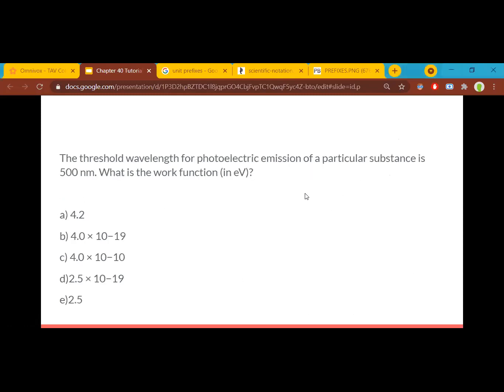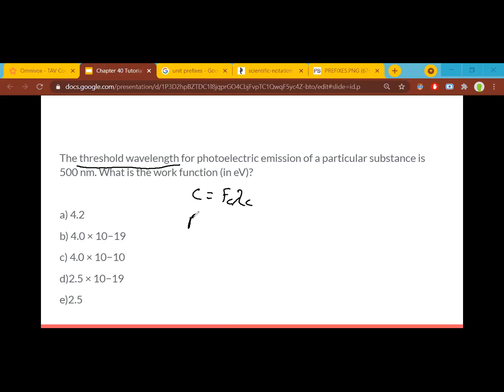Okay. The threshold wavelength for the electron emission of a particular substance is 500 nanometers. What is the work function? So the keyword here is threshold wavelength. If photons have a threshold wavelength, they have a corresponding threshold frequency. We can relate the two using the wave equation.